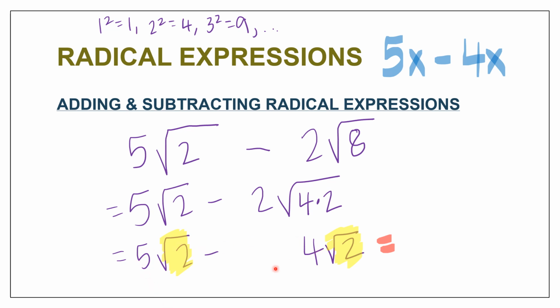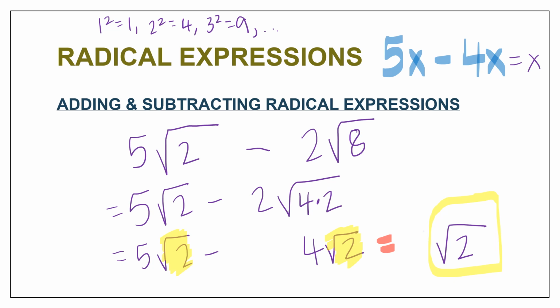5 minus 4 is 1, so that becomes 1 on the square root of 2. So the square root of 2 does not change. It's just treated like a variable. It's sort of like a common factor if you want to think of it that way. And again, we don't need to put this 1 out front, just like how we don't have to write 1x, we can just write x. We're treating this exactly like we would a variable. All right, so our answer is just square root of 2.